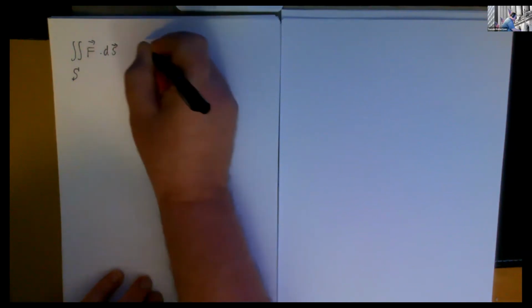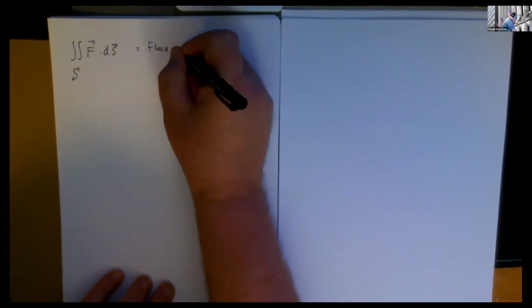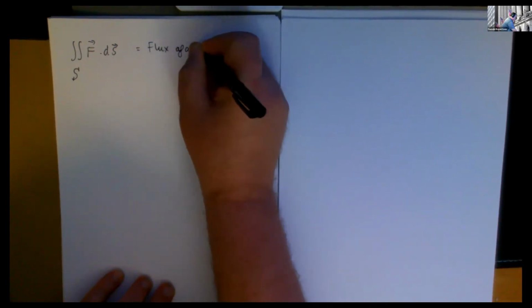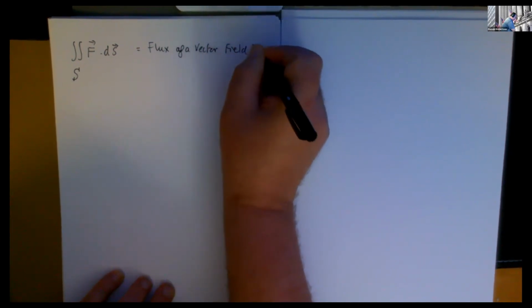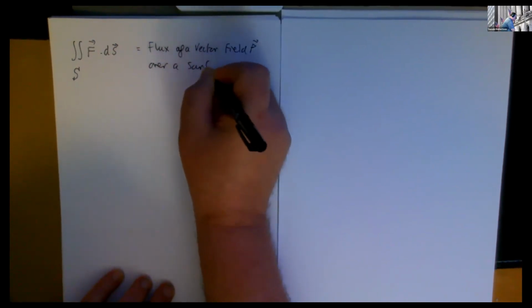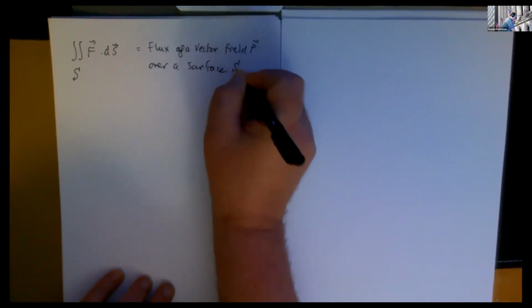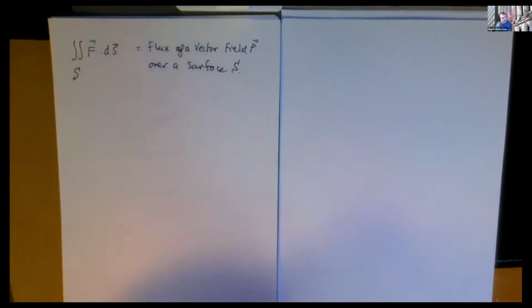Like this. And I think it's called the flux of a vector field F over a surface S. Or essentially, find that guy.